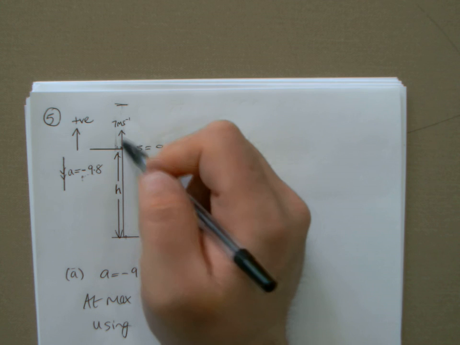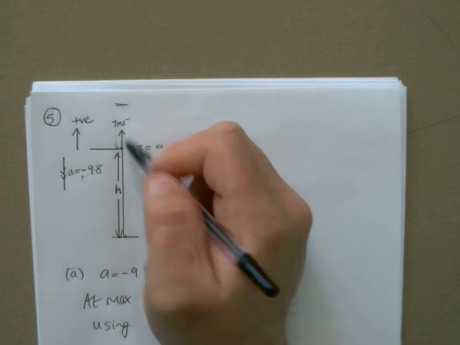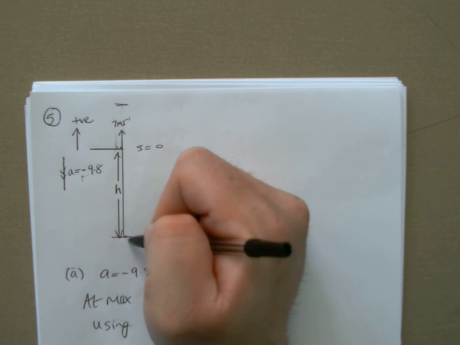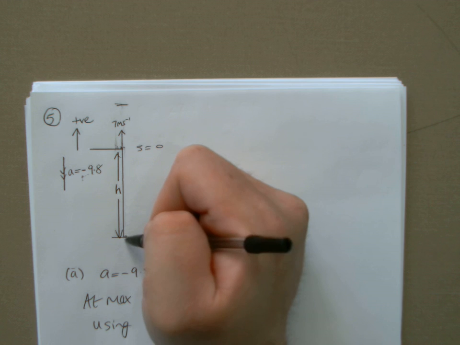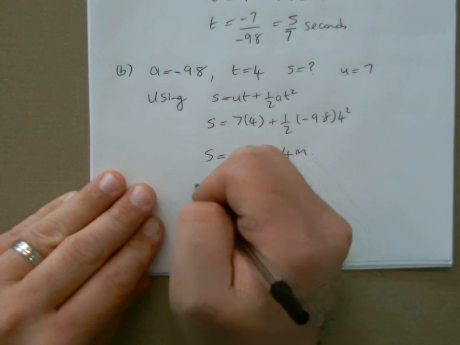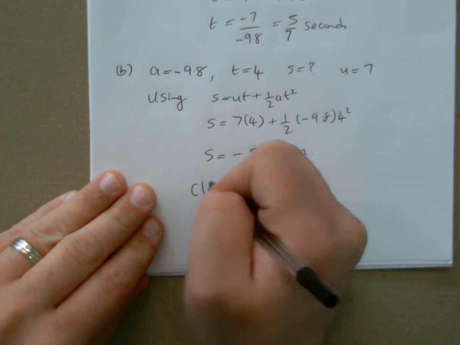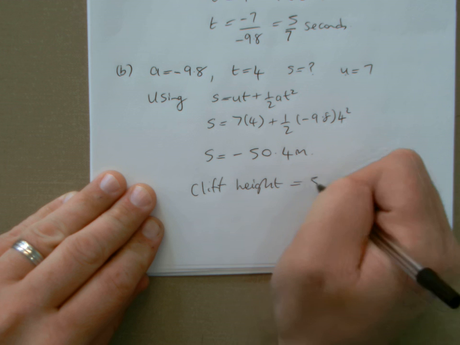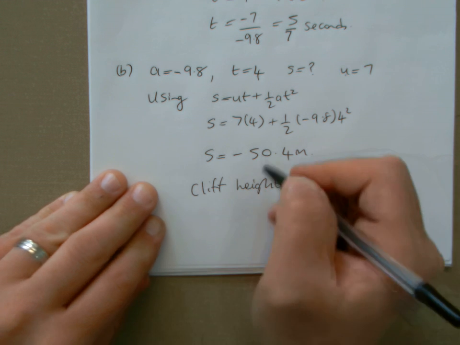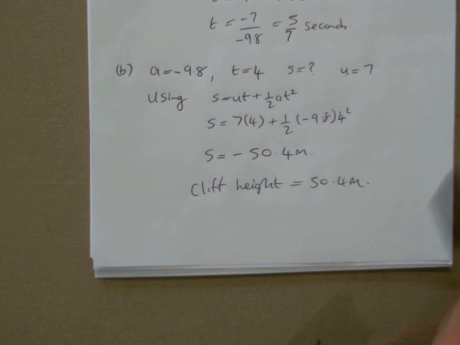So we've got to think of this as an axis system. Up here is positive values, down here is negative values. So it passes our origin and it keeps falling. So that's why it's minus. So it's at a height of minus 50.4. But of course, when we ask for the height of the cliff, we can literally say, look, the cliff height there is 50.4. That's how high that cliff is. It came out as minus based on how we set up our equations.